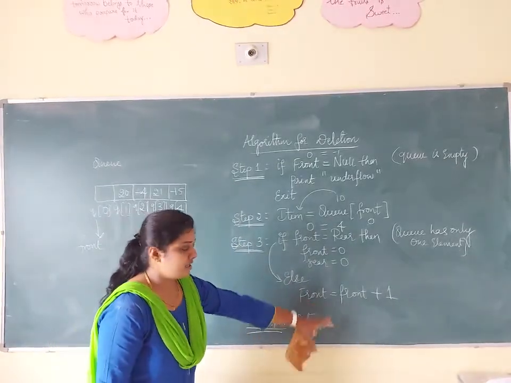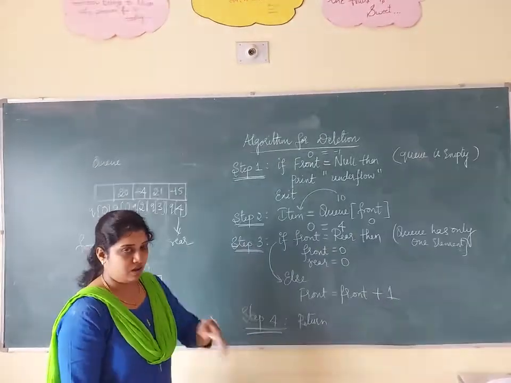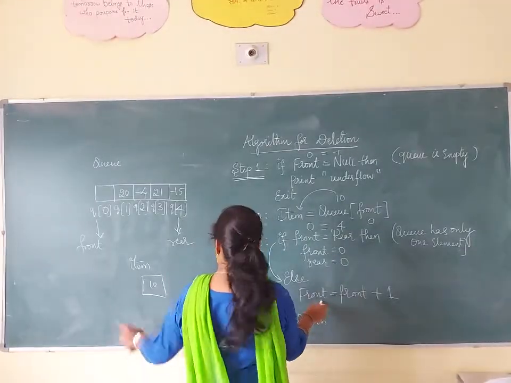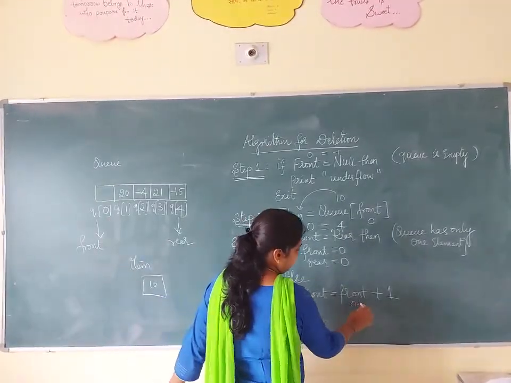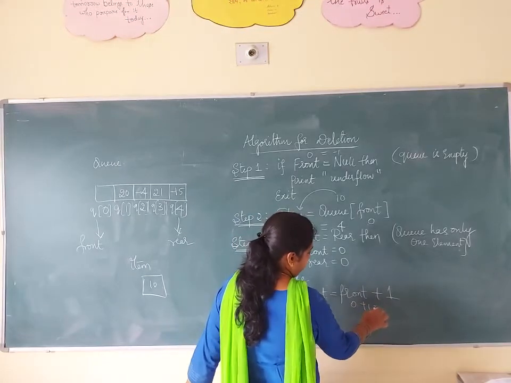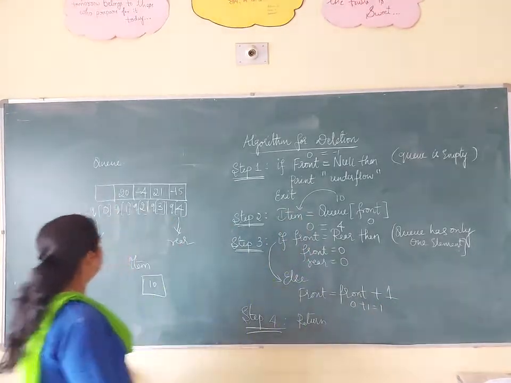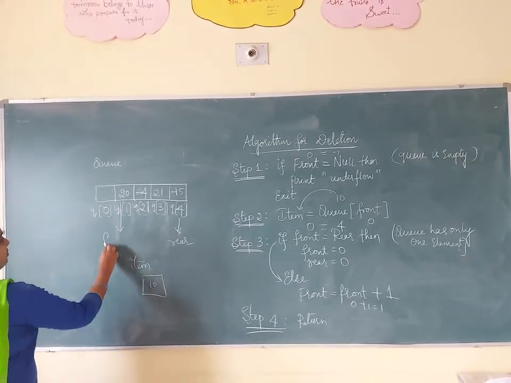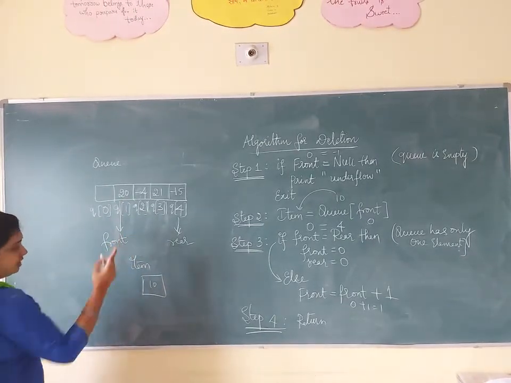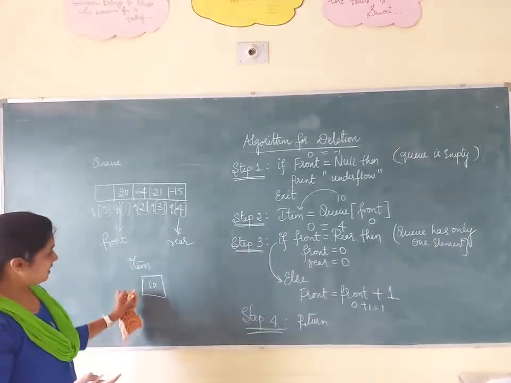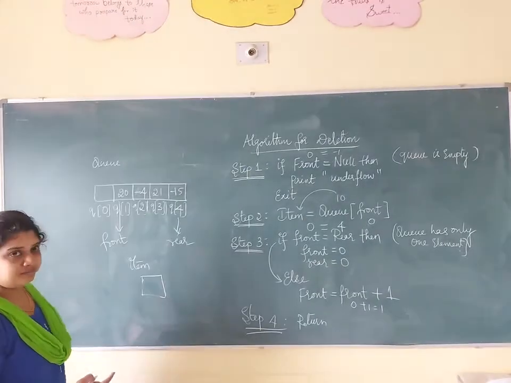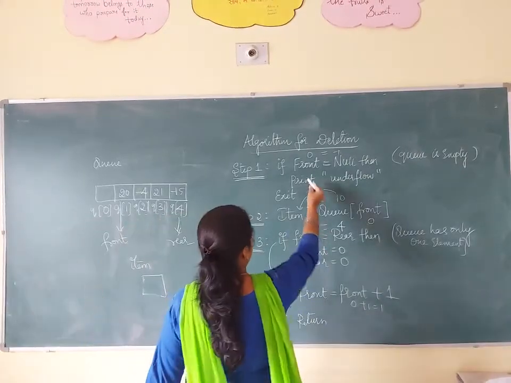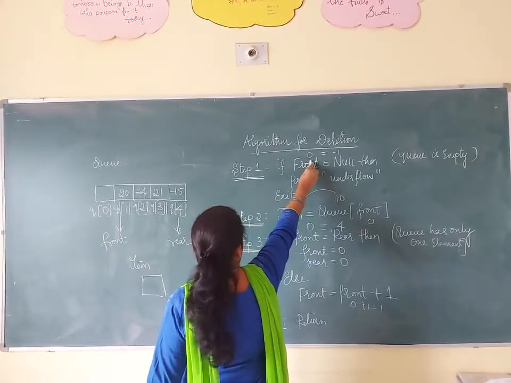In the else part, front is equal to front plus 1. Now the front value will be incremented. So what is my front? Front is equal to 0 plus 1. Now the front value is 1. So the front is incremented to position 1, and the element stored in the temporary variable is automatically deleted. Next, where will it come? It will come here.